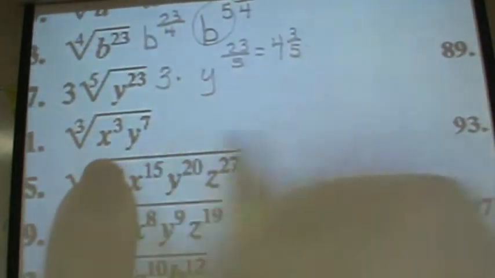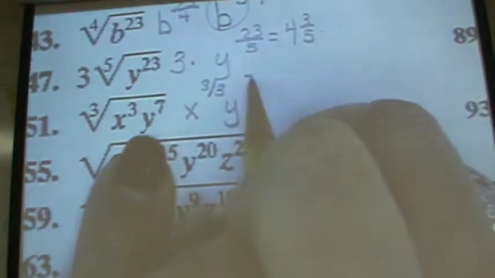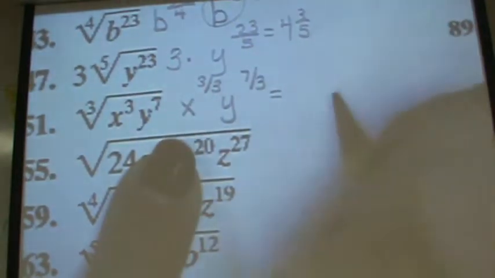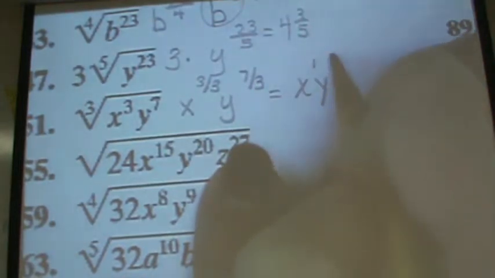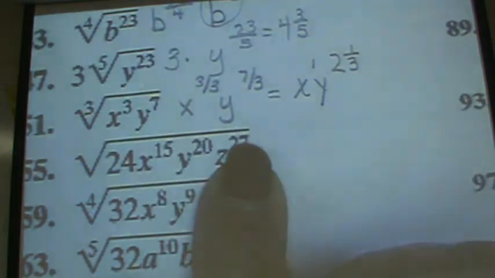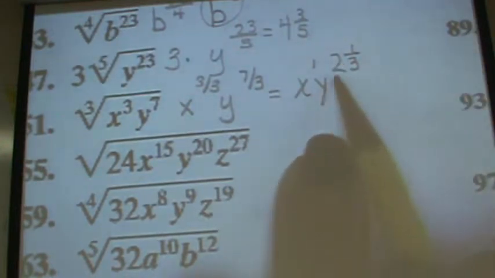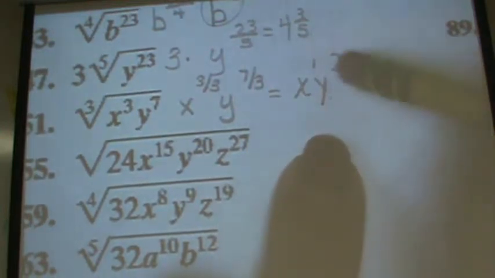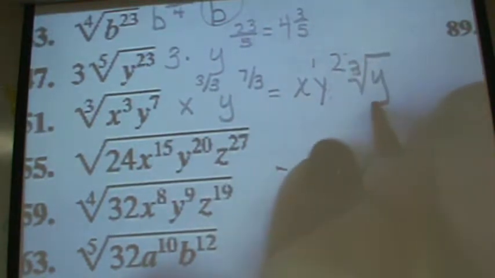Okay, next one. I'm going to work this way now. This one you're going to break up into 3 over 3 and y to the 7 over 3. Well, 3 over 3 reduces to 1. And this, if you made that a mixed number, is going to be 2 1/3. So now this is the whole part that stays out, but this fraction part is going to be the cube root of y. So you can write this as the cube root of your y that was left.